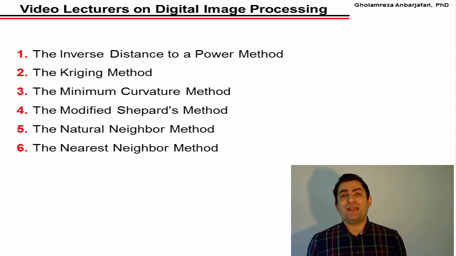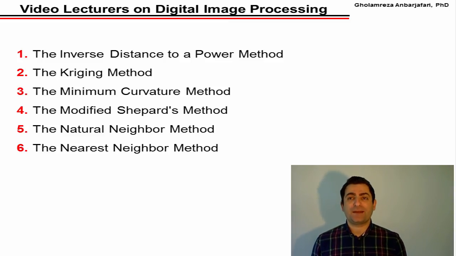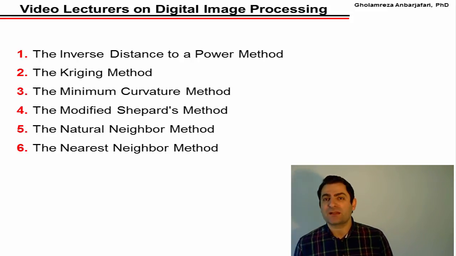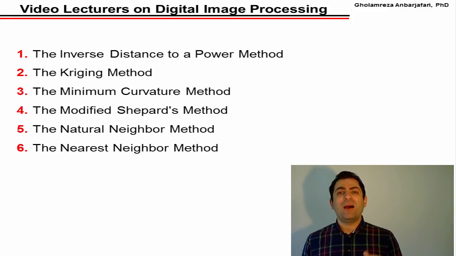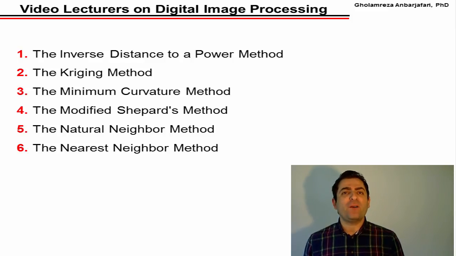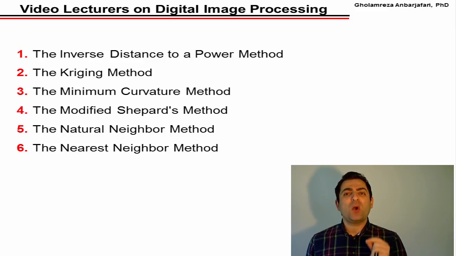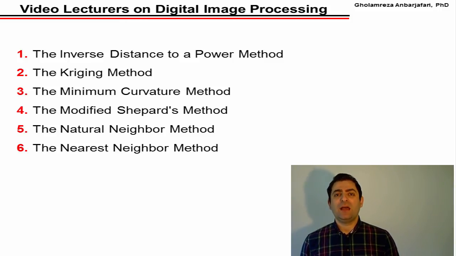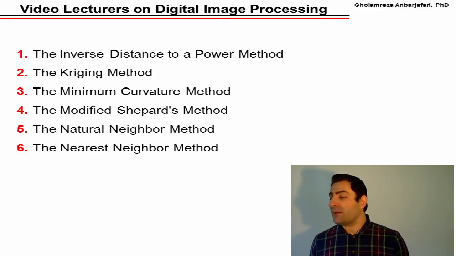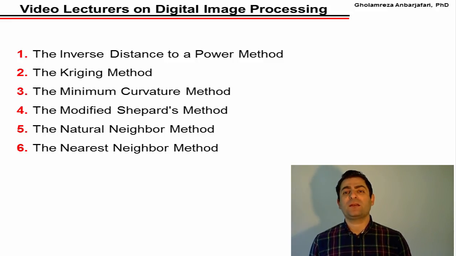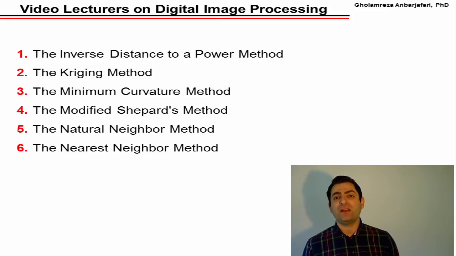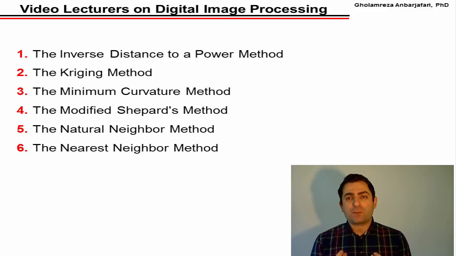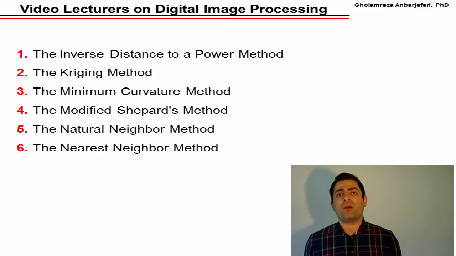The fourth method is the modified Shepard's method. It is very similar to the first method, the inverse distance to a power interpolator, but in the modified Shepard's method, the local least squares has been eliminated. The fifth method is the natural neighbor method. The natural neighbor interpolation algorithm uses the weighted average of the neighboring observations, where the weights are proportional to the so-called borrowed area.